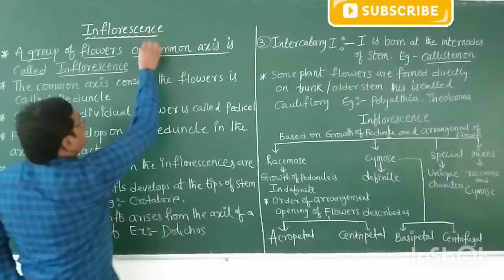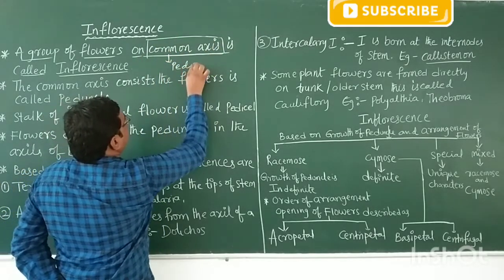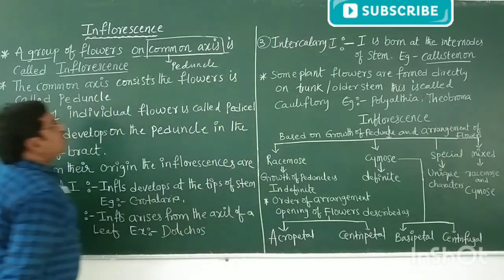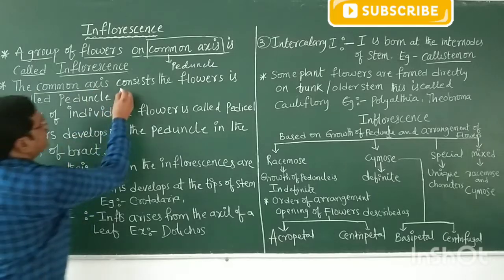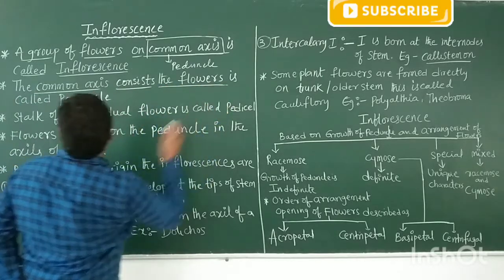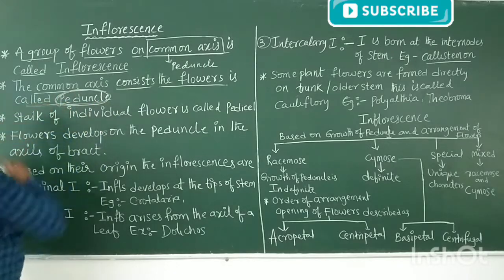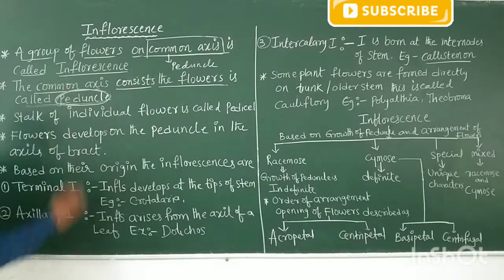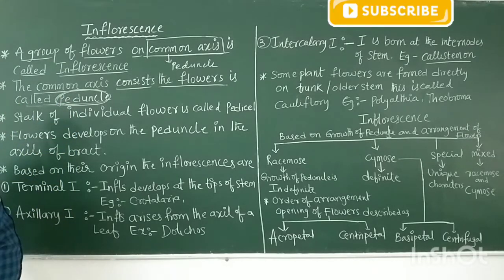So what is the common axis? The common axis is called the peduncle. So this is the peduncle. The common axis that bears the flowers is called the peduncle. Okay. So the group of flowers on a common axis is called inflorescence. What is the common axis? Peduncle.